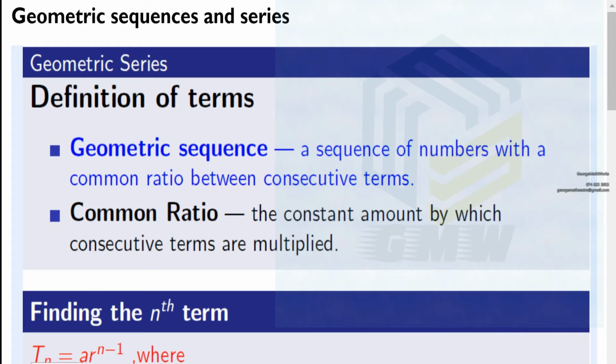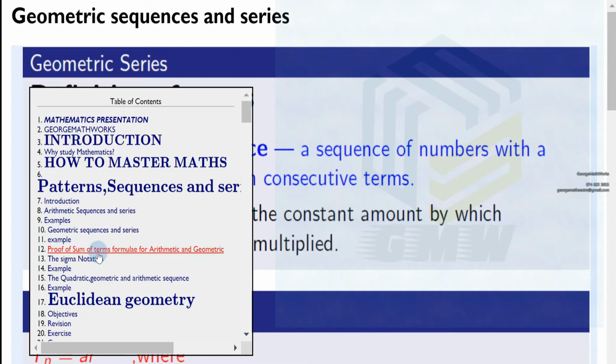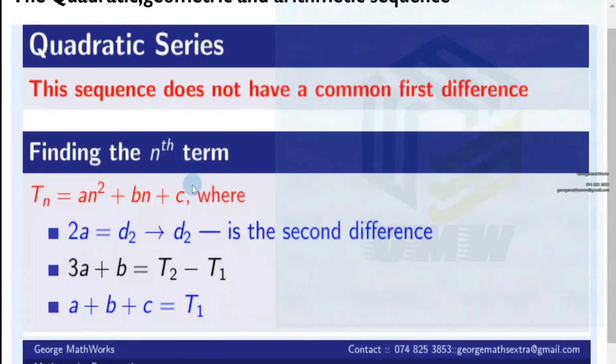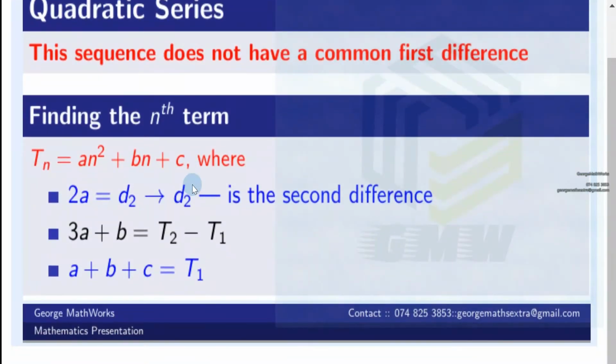Now, today, we want to know what to think of when we are given a quadratic series or sequence. Now, moving to quadratic, there are details that we need. This sequence does not have a first common difference. It also does not have a common ratio. It has properties that we need to cover.